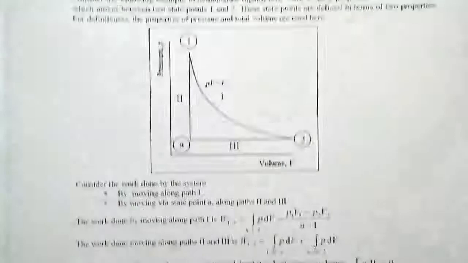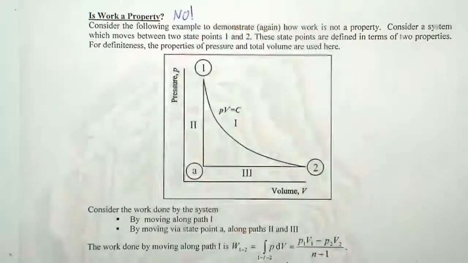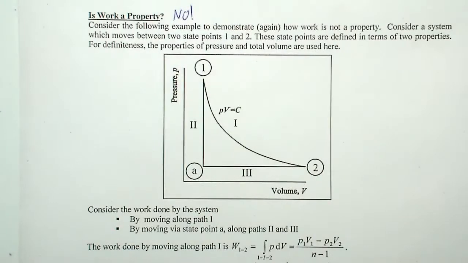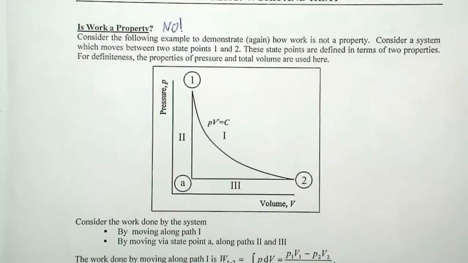So, next page. Is work a property? We know by now, no, it's not a property. What this section does is show you why it is not a property. I said that, for example, the internal energy U is a property, but W and Q, which represent work and heat, are not properties. And we're going to see why that's the case.